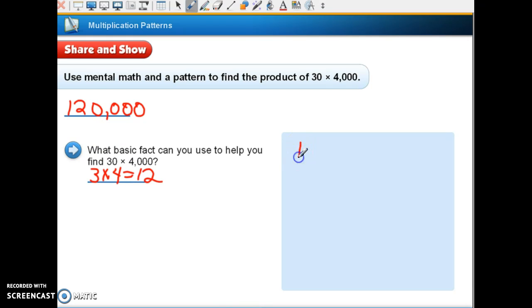So then we went 12 times 10 for our 30 times how many? 1, 2, 3. 10 to the third. And this equals 10,000. And then we've got to say 12 times 10,000.